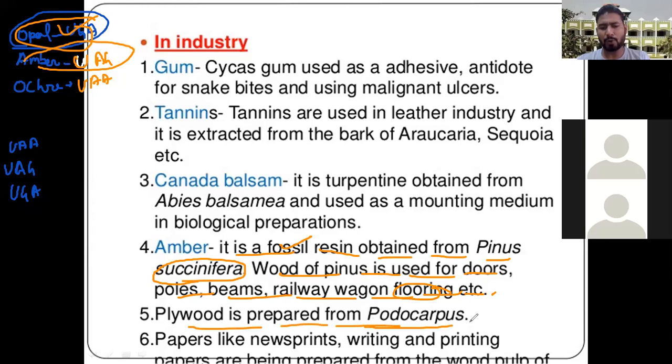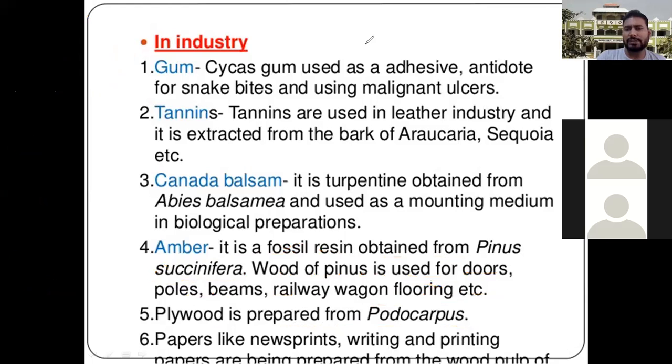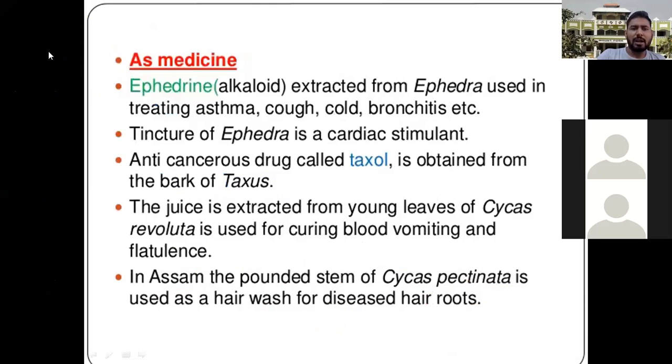Plywood is prepared from Podocarpus. We have to see the plant Podocarpus, from which we generally get plywood. Paper like newsprint, writing and printing papers are all generally obtained from gymnosperms. So this is the economic importance of gymnosperms in industry. Food is clear, industry is clear. Third is the economic importance of gymnosperms in medicine.